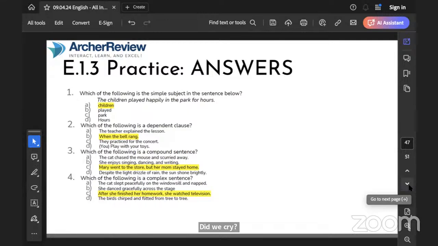Which of the following is a compound sentence? So Mary went to the store, independent clause. Her mom stayed home, independent clause. Then it's connected by that coordinating conjunction, but. Number 4, which of the following is a complex sentence? So for that one, we are looking for one independent, one dependent. After she finished her homework, that's a dependent clause. She watched television, that's an independent clause. All right. Any questions on those?